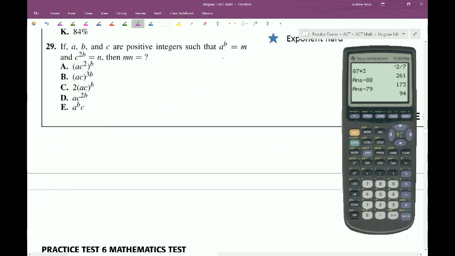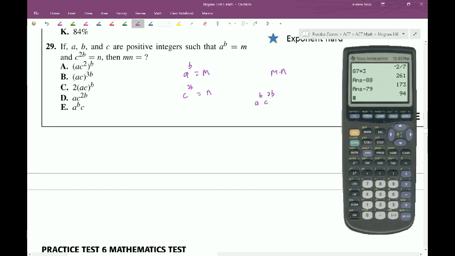Alright, so a to the b equals m, and c to the 2b is equal to n. Then what does m times n equal? Well, if we multiply the right sides, we'll have to multiply the left sides. So it would equal a to the b times c to the 2b.